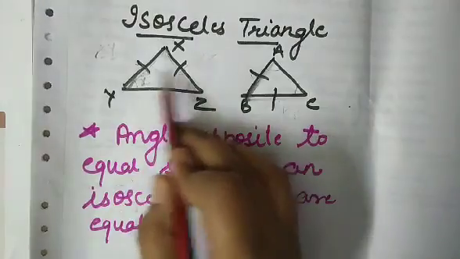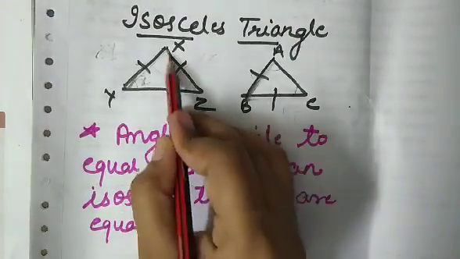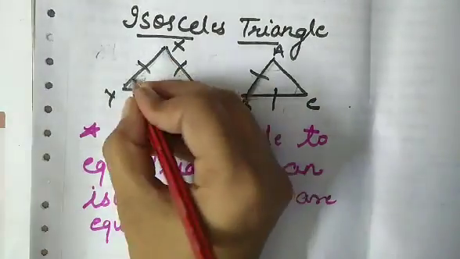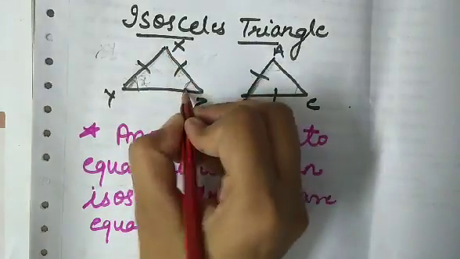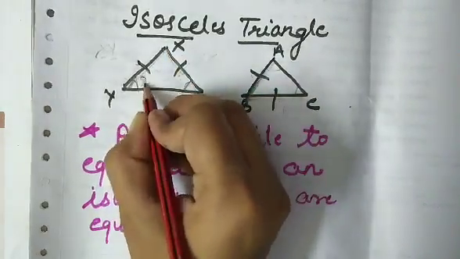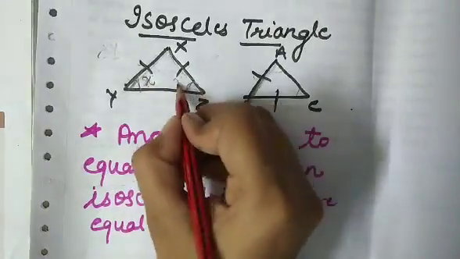So if these two sides are equal, then opposite to this side we have this angle, and opposite to this side we have this angle. So they must be equal according to the property of an isosceles triangle. If this is X, then this is also X.